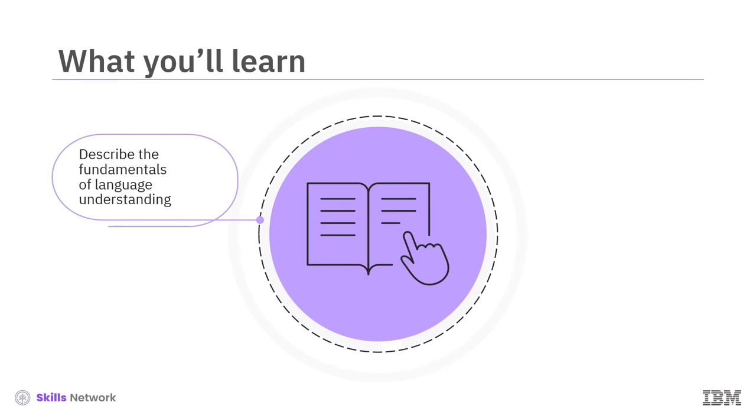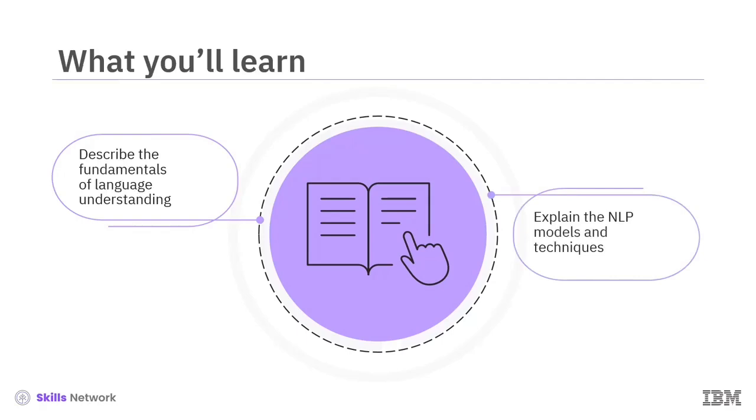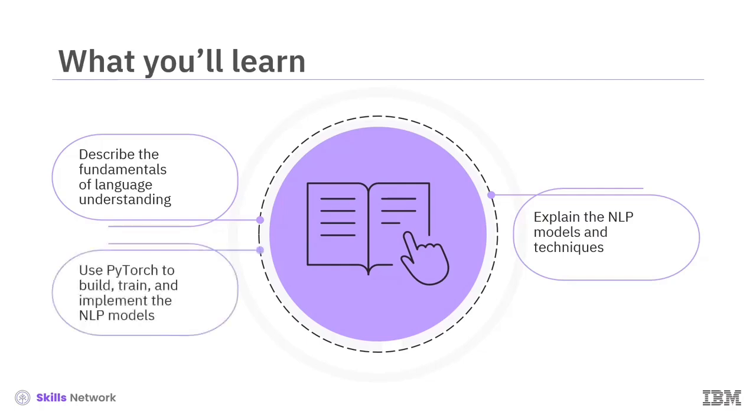After completing this course, you will be able to describe the fundamentals of language understanding, including converting words to features and document categorization prediction. You will also be able to explain the NLP models and techniques, including n-gram, word-to-vec, and sequence-to-sequence. In addition, you will use PyTorch to build, train, and implement the NLP models.